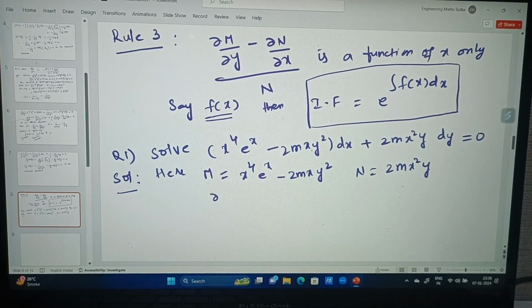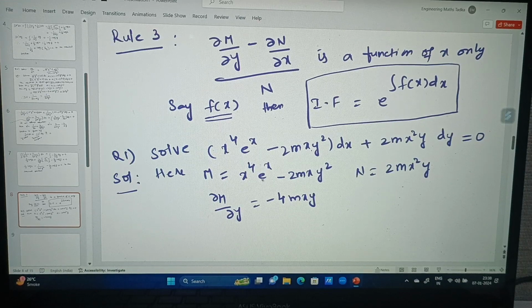Okay. So what is your dou M by dou y? It is minus 4mxy. Why is it so? For the first part, x raised to 4 e raised to x, what is the derivative? When you take the derivative with respect to y, x is treated as a constant. Therefore, the derivative of x to the power 4 into e raised to x is nothing but 0. So minus 2mx you have to write as it is, and what is the derivative of y square? 2y. Therefore, the answer is minus 4mxy. Similarly, what is the value of dou N by dou x?